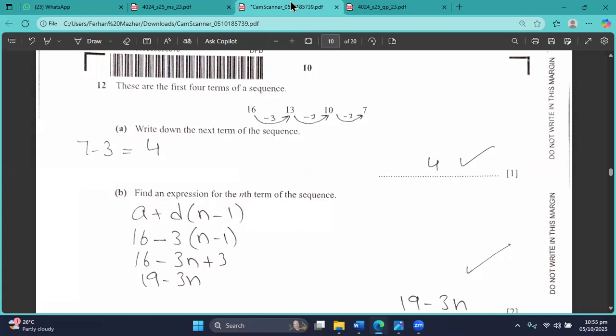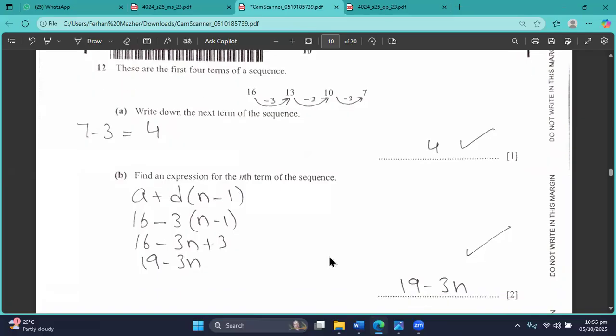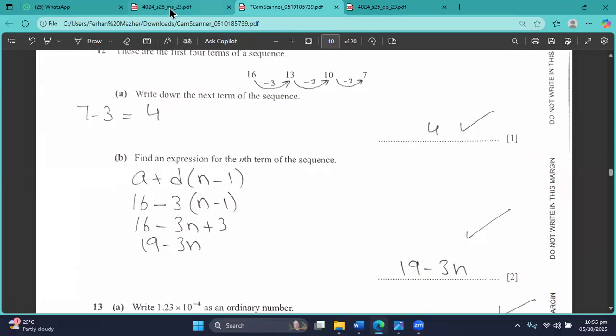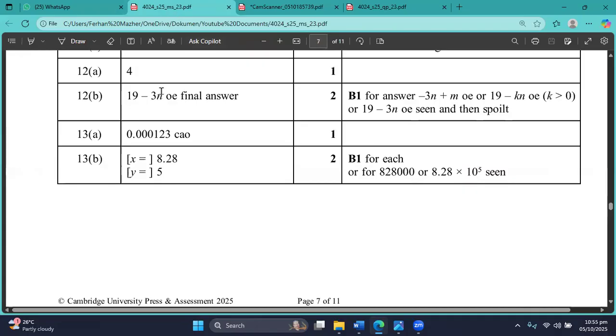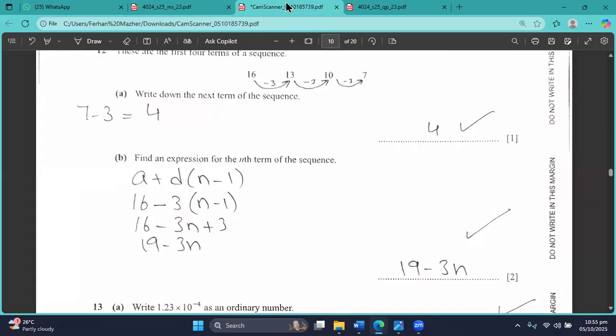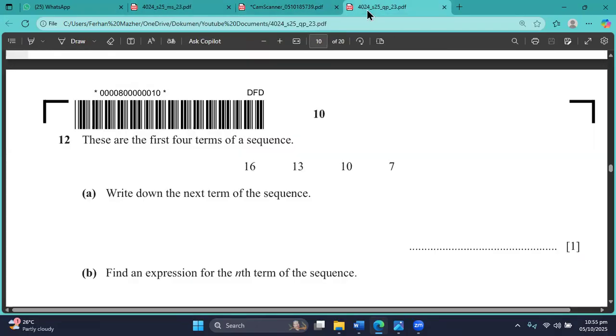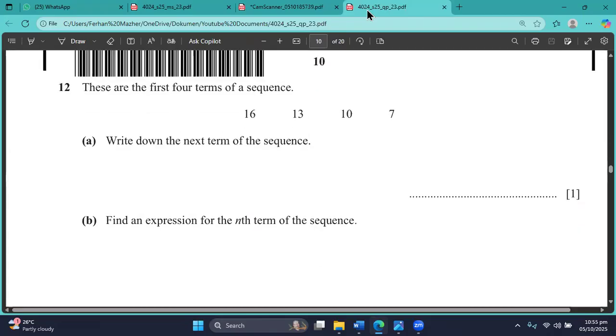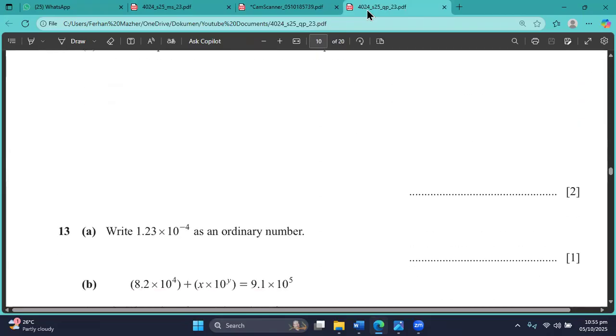D means the common difference, which is minus 3 here. So 16 minus 3 bracket n minus 1. So it will be 16 minus 3n plus 3. So that's 19 minus 3n. So my formula will be 19 minus 3n. So 19 minus 3n is the right answer, sir. This is how this is done. This is an arithmetic progression. Its nth term is easy.